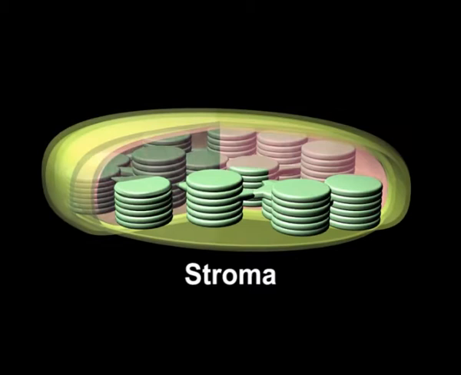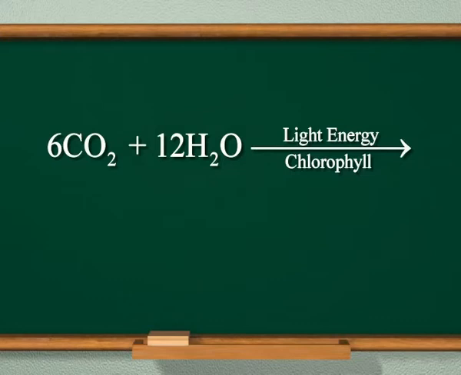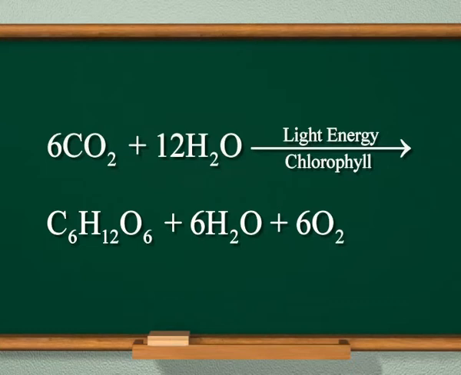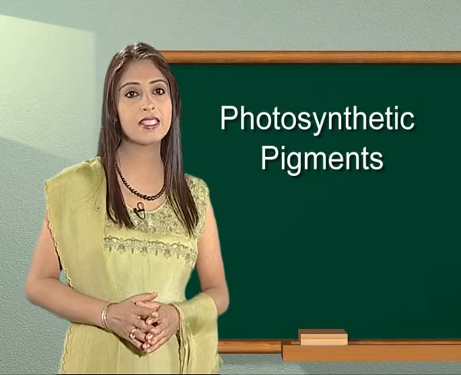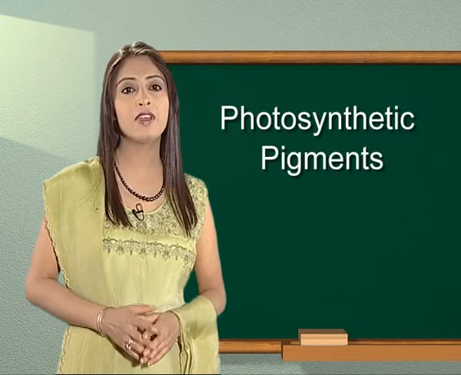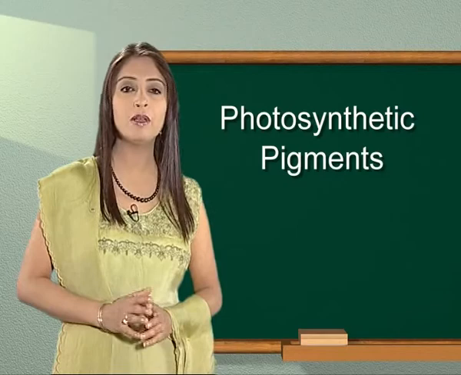the dark reaction. The simplified equation used to represent photosynthesis is: carbon dioxide and water combine in the presence of chlorophyll and sunlight to produce carbohydrates, water and oxygen. Photosynthetic pigments are the organic molecules that absorb light of specific wavelengths in the visible region due to presence of conjugated double bonds in their structures.